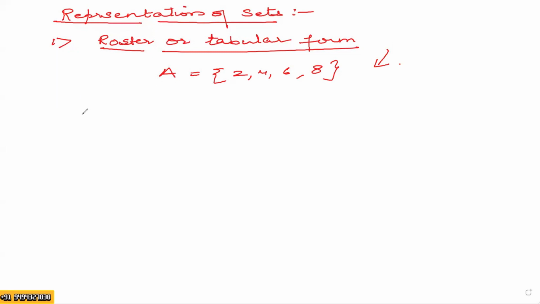Now suppose I'm writing here the set of squares of natural numbers. So square of 1 will be 1. Square of 2 will be 4. Square of 3 will be 9. Square of 4 will be 16. And square of 5 will be 25. Clear? So this is also tabular form.